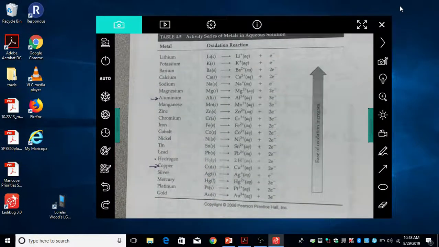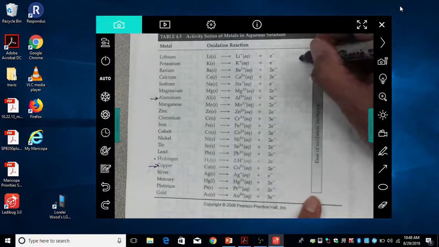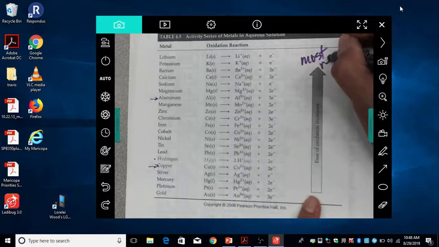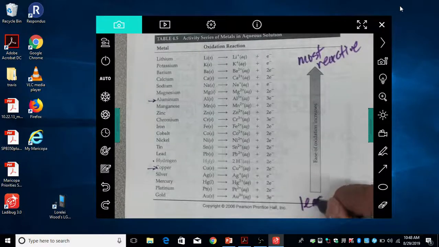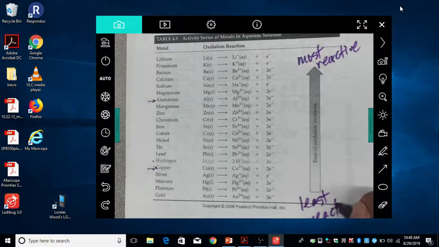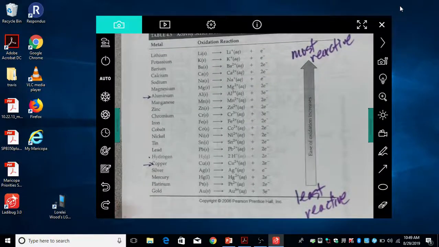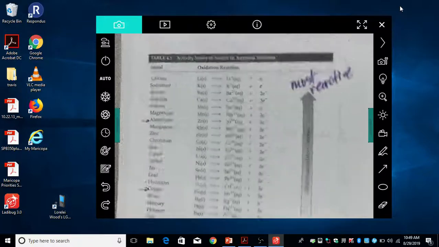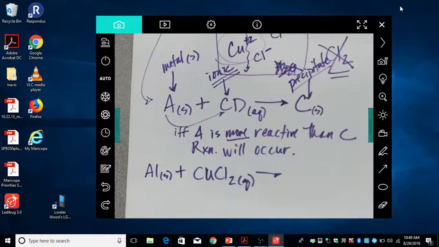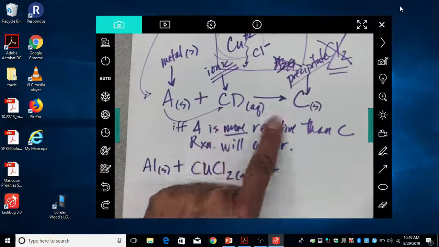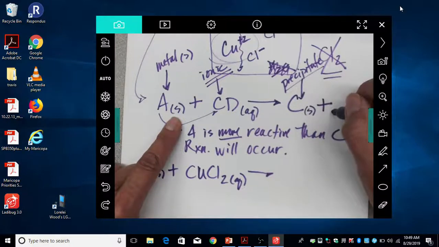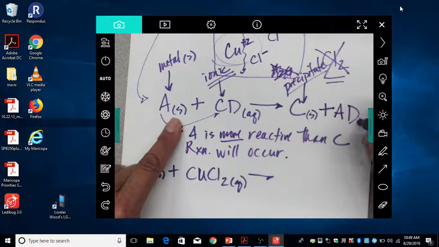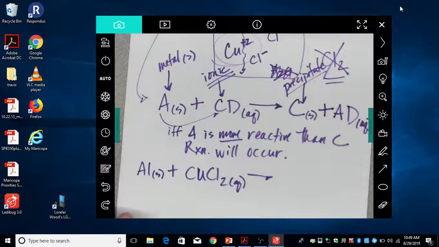All right, so if this is ease of oxidation, these are the most reactive, and these are the least reactive. All right, so is aluminum more reactive than copper? Yes. Will a reaction occur? Yes, it will. So what's going to be the products? I didn't give you the rest of this equation, did I? C comes out, but then we get a new compound, AD, which is now in aqueous solution.